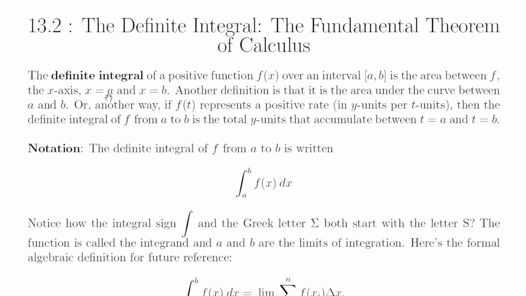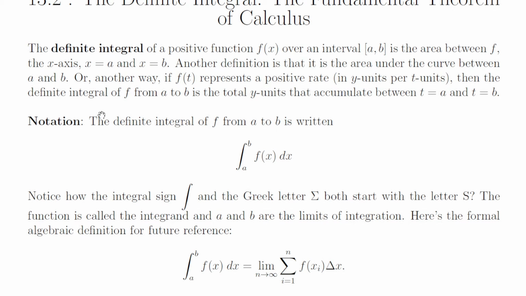But in any case, the definite integral of a positive function over an interval from a to b is the area between f, the x-axis, x equals a, and x equals b. So another definition is the area under the curve between a and b. Or another way, if you have a positive rate of change, then the definite integral is the total y units that accumulate between a and b. The way that we write it is like we did previously with the long extended S, the integral sign, and we indicate the lower and upper bound on the bottom and the top of that integral, okay?